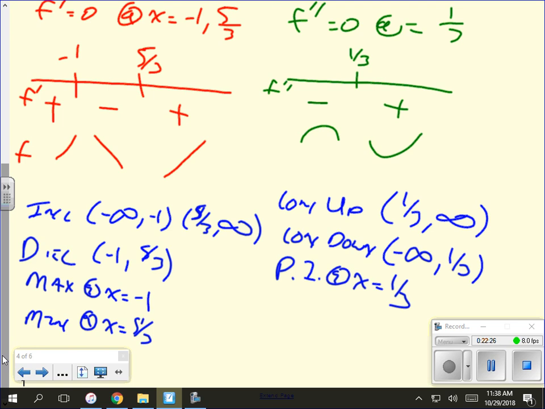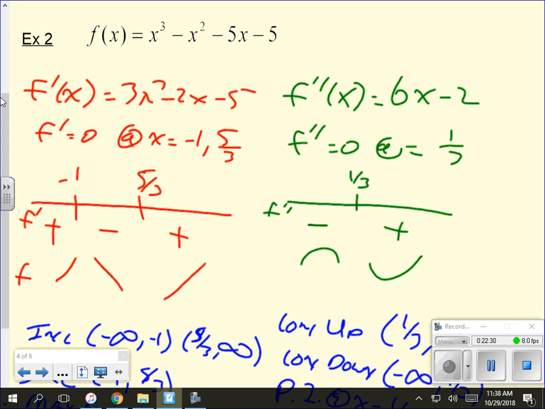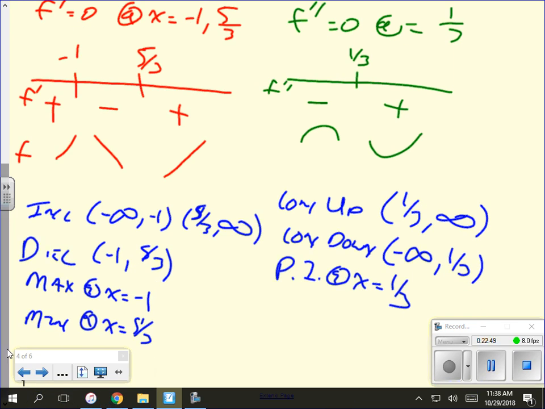To find out what it actually is, what do I need to do? I need to plug it into the original problem. Now, if I take negative 1 and plug it in there, I end up getting, let's see, that's negative 1, that's also negative 1, positive 5, negative 5, so that part's 0. So I get negative 2. So I have a local maximum at x equals negative 1. It's actually the point (-1, -2), the local maximum.